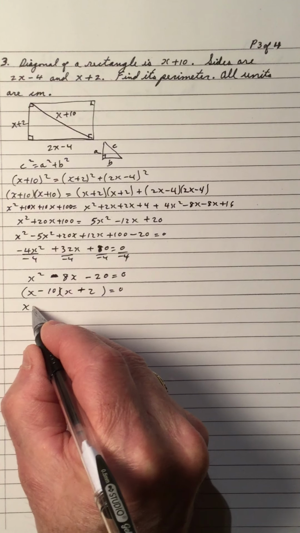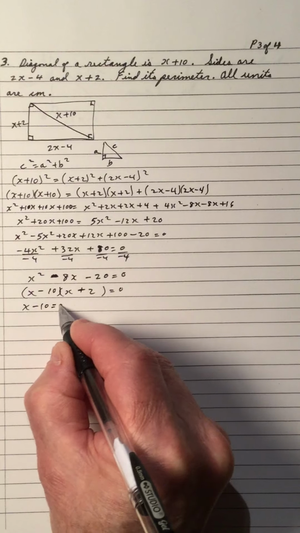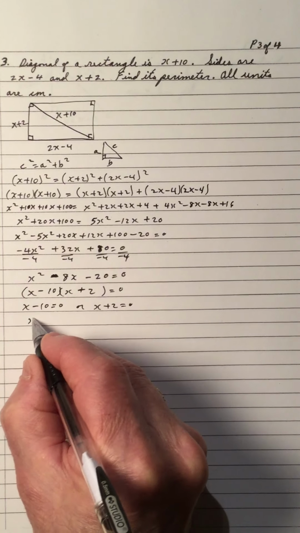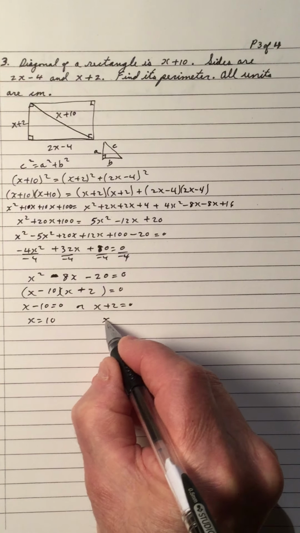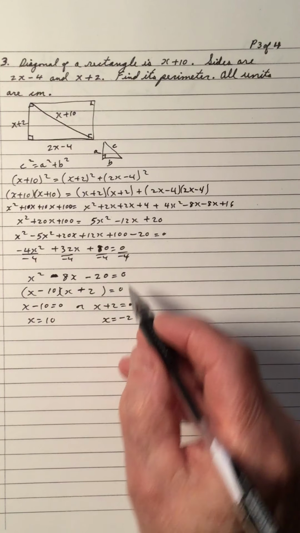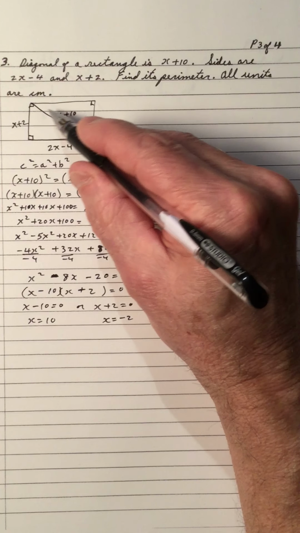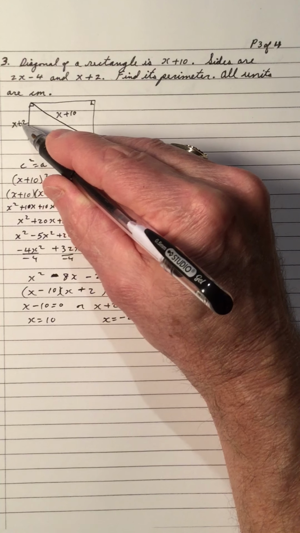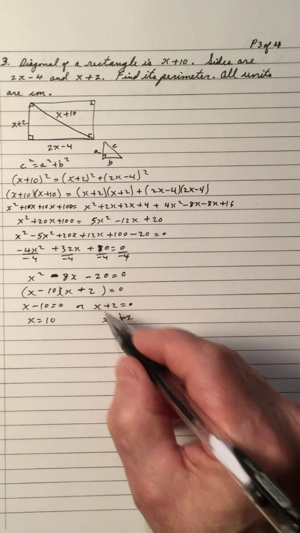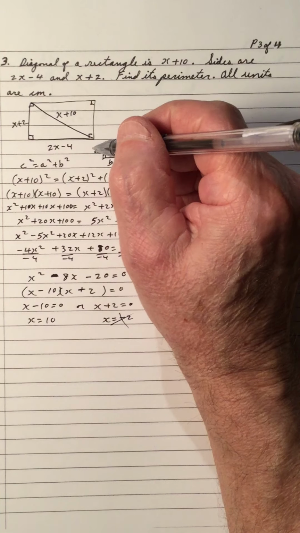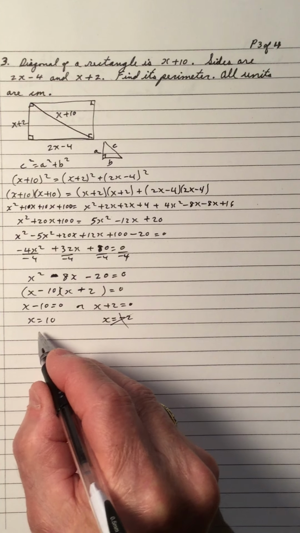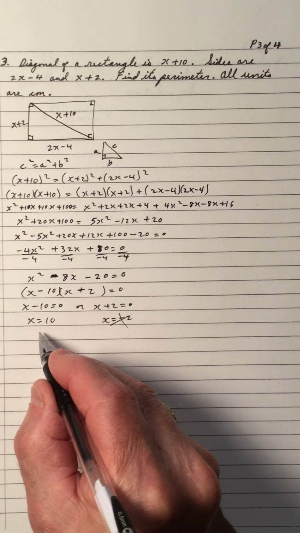And x minus 10 equals 0. X plus 2 equals 0. X equals 10, or x equals negative 2. And again, if we put a negative 2 in here, negative 2 plus 2 is 0, so we can't have a 0 for the length of the side of a rectangle. So x is 10. So now we got to get the length of the other sides.